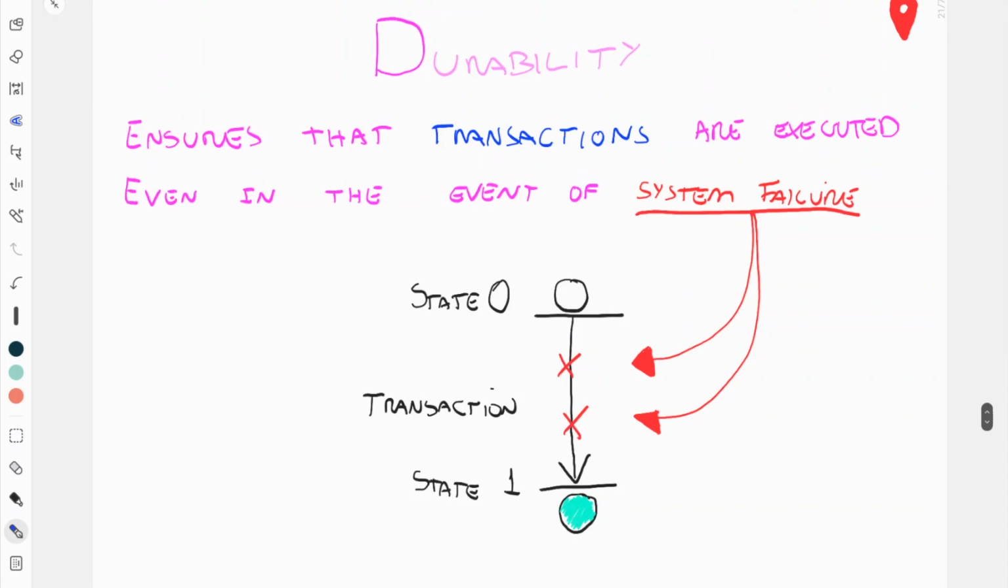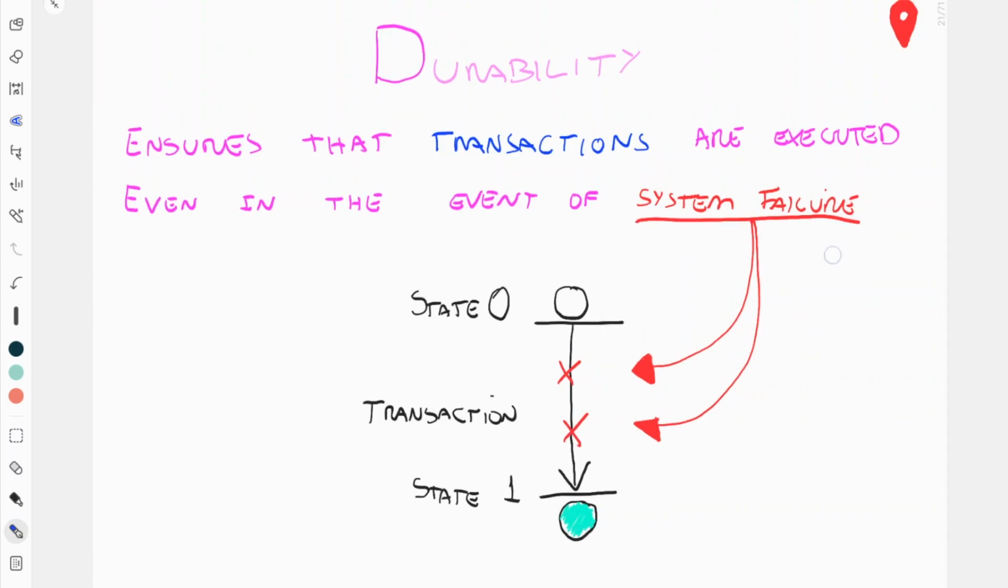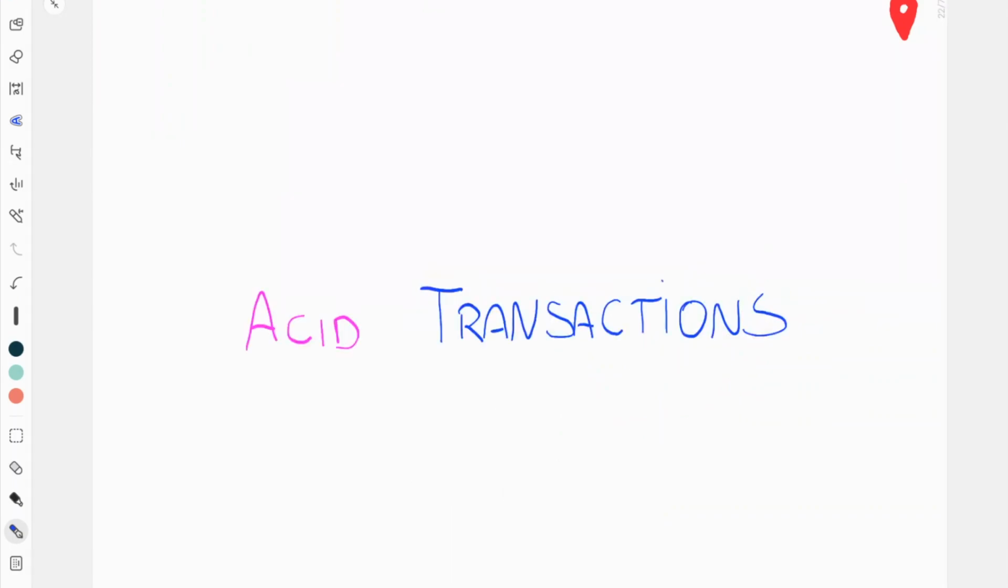And the last one, durability. It ensures that transactions are executed even in the event of a system failure. So even if the system fails for whatever reason, the transaction is executed. That's it for ACID transactions.